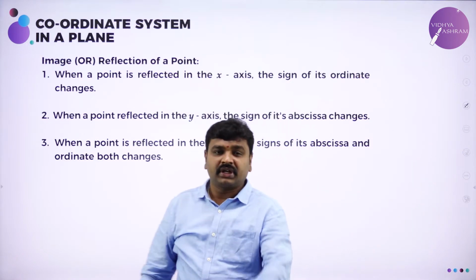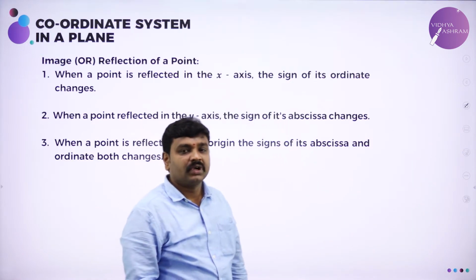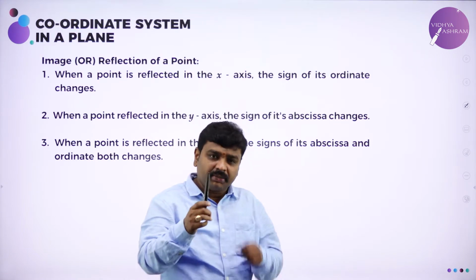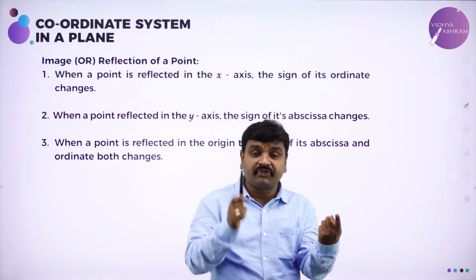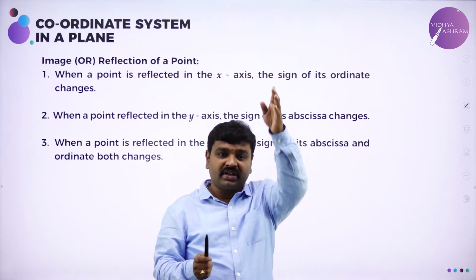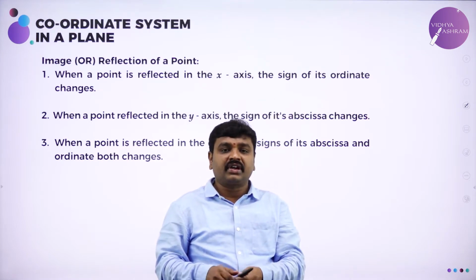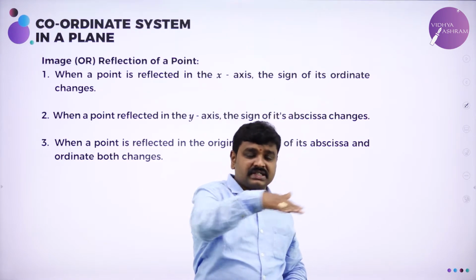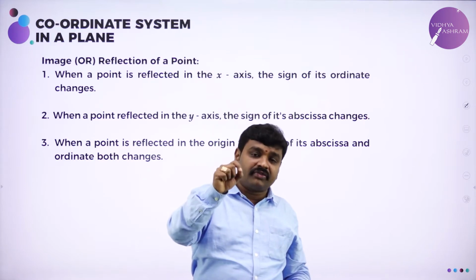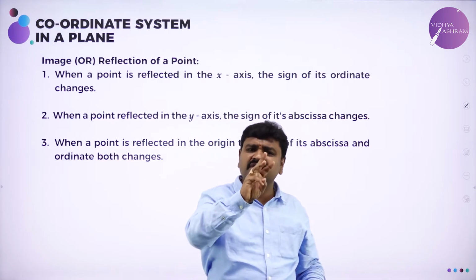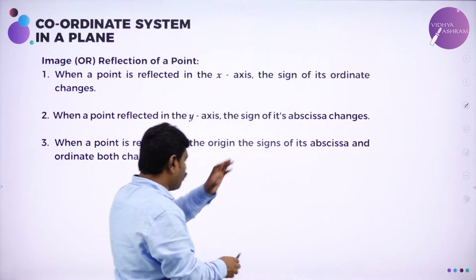Reflection. Other name for reflection is image. If I give a point, the image of one point is another point. We can find the image with respect to the y-axis, where the y-axis acts as a mirror, or with respect to the x-axis, where the x-axis acts as a mirror, or with respect to the origin. Three simple concepts.